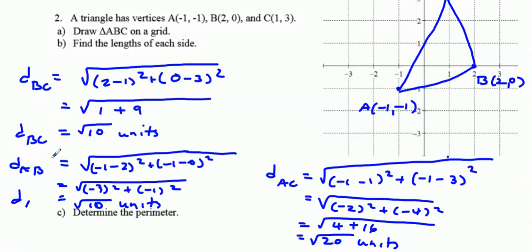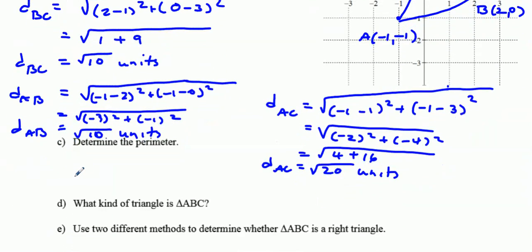So the distance of AB is the square root of 10. The distance of AC is the square root of 20. And then determine the perimeter. So the perimeter is just the 3 sides added up. So that's equal to the square root of 10 plus the square root of 10 plus the square root of 20.